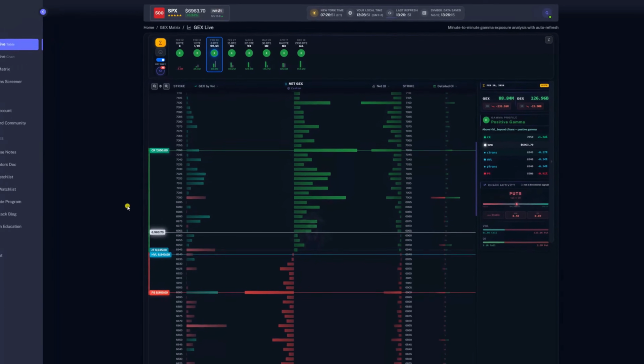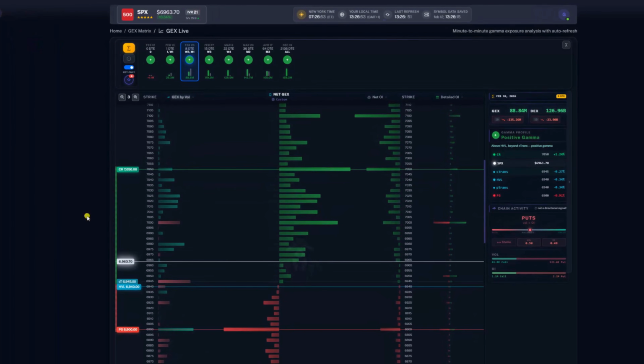Now let's talk about the horizontal lines in here and what they represent. We have different lines called core resistance, HVL, which stands for high volatility level, core transition, put transition zones, and put support. These are names that we came up with.